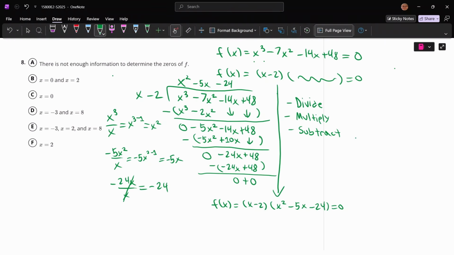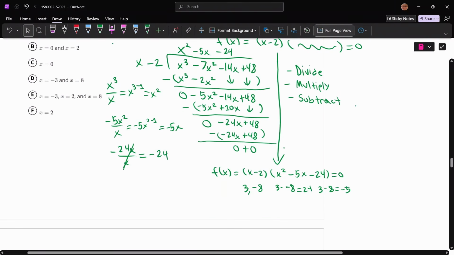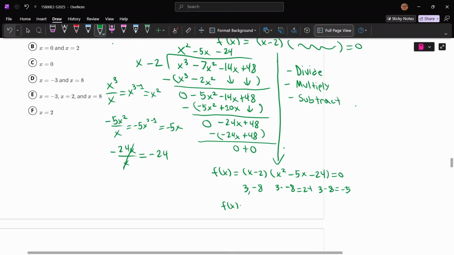Let's figure out how to do that. In order to do that, we'd have to come up with two terms that multiply to negative 24 and add up to negative 5. Two terms that come to mind would be 3 and negative 8, because 3 times negative 8 equals negative 24, and 3 minus 8 equals negative 5. So then we can split that up, and you end up with f of x equal to x minus 2 times x plus 3 times x minus 8 is equal to 0.